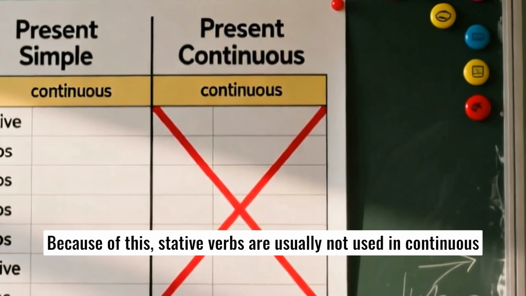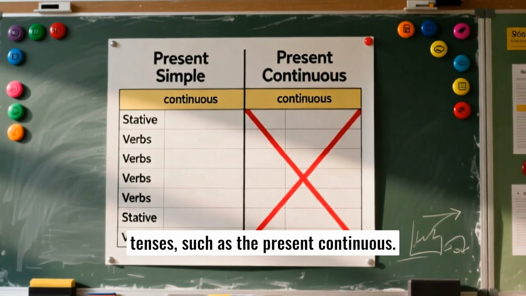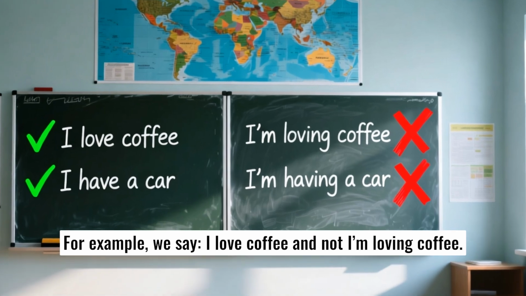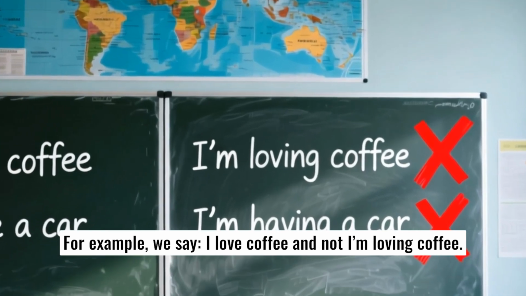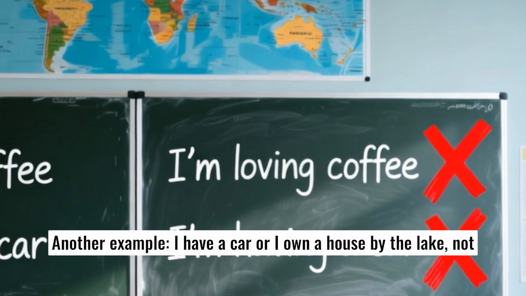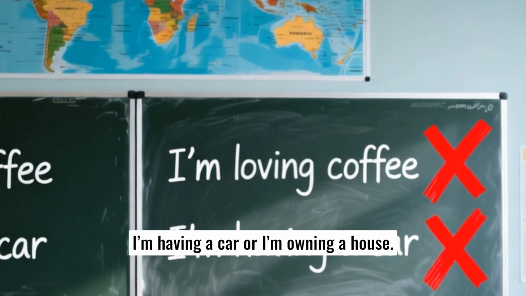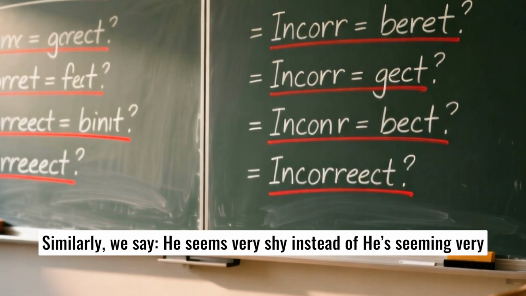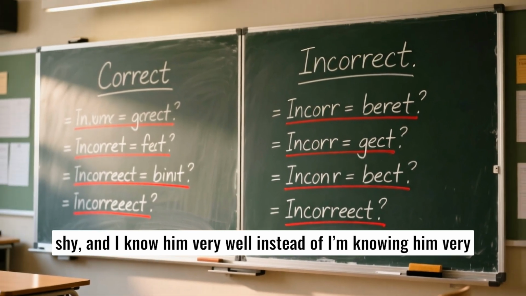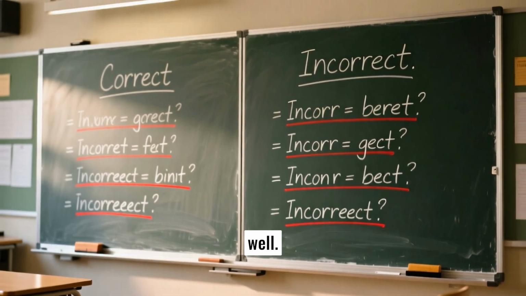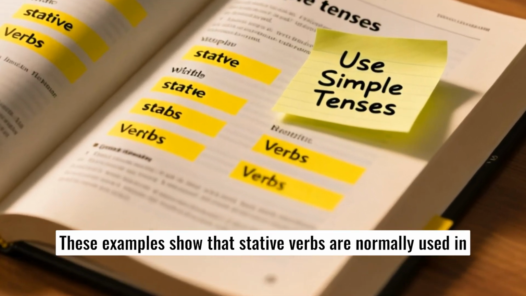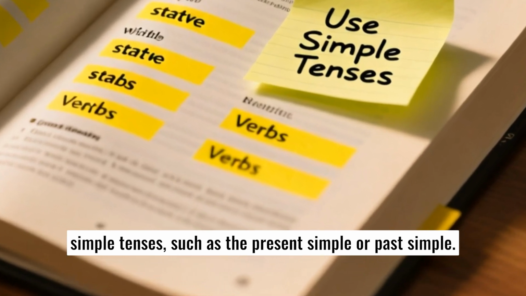Because of this, stative verbs are usually not used in continuous tenses, such as the present continuous. For example, we say, I love coffee and not I'm loving coffee. Another example, I have a car, or I own a house by the lake, not I'm having a car, or I'm owning a house. Similarly, we say, he seems very shy instead of he's seeming very shy, and I know him very well instead of I'm knowing him very well. These examples show that stative verbs are normally used in simple tenses, such as the present simple or past simple.